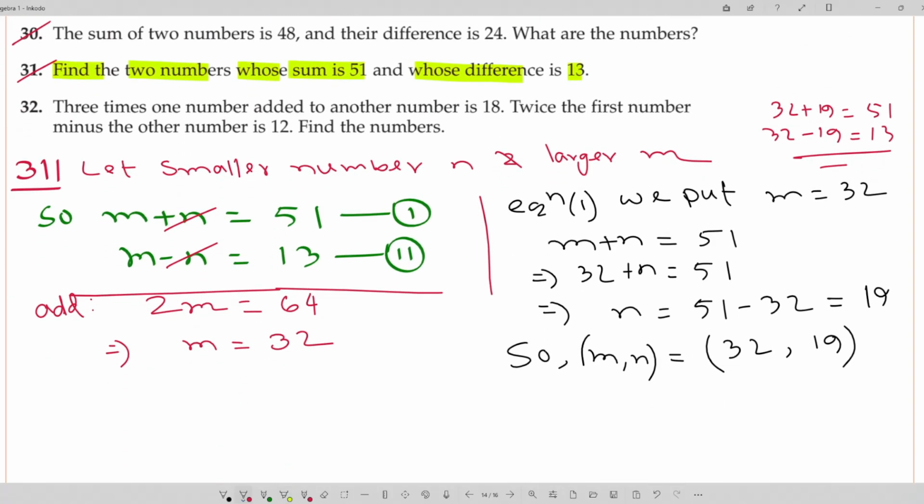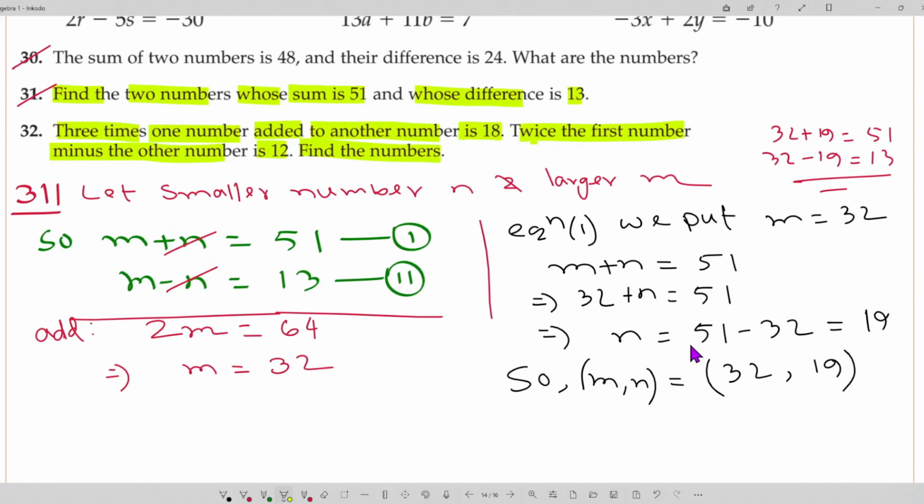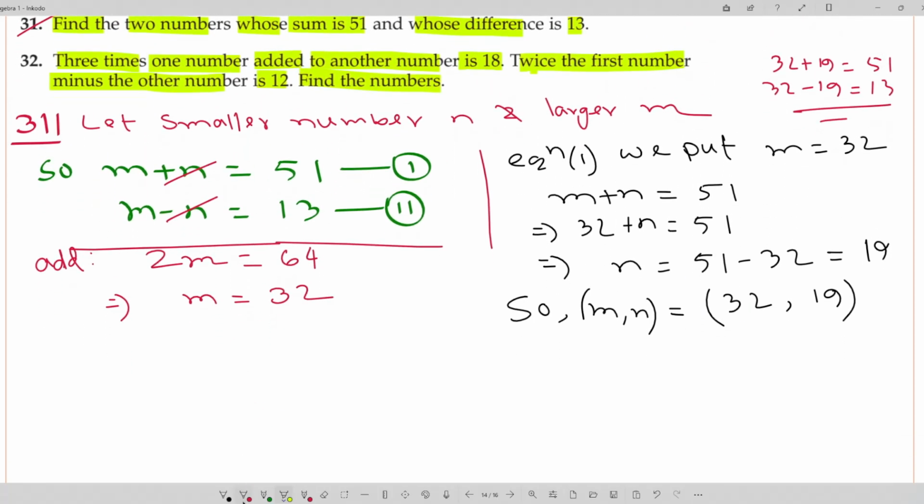Now today's last question: 3 times one number added to another number is 18. Twice the first number minus the other number is 12. Find the numbers. So very interesting math. Step by step we try to solve this one. So this is 32. First we have to understand 3 times one number added to another number, but we don't know the number. The result is 18.